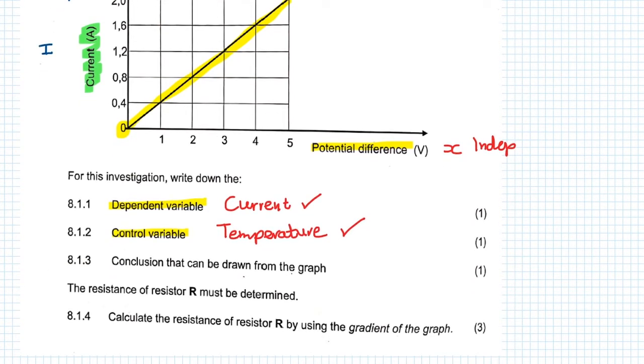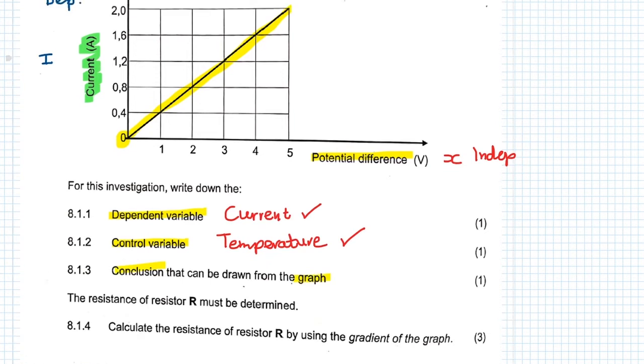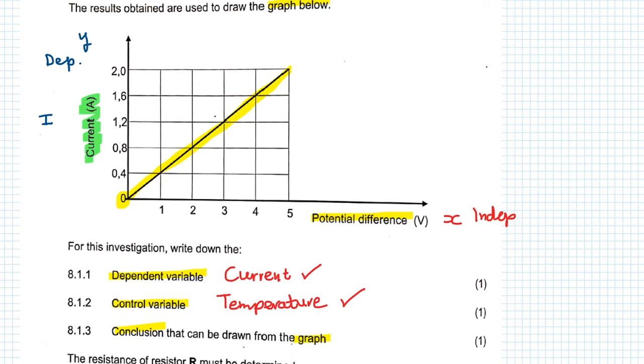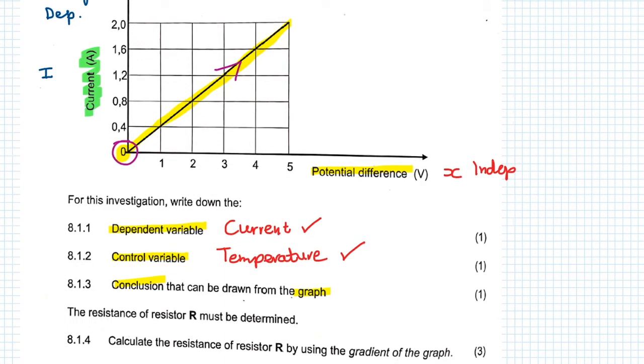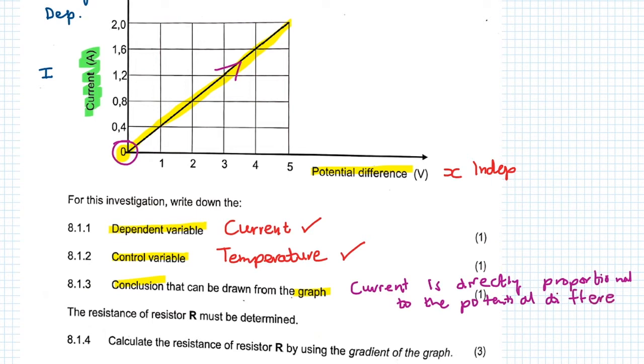Question 8.3 says, write down the conclusion that can be drawn from the graph. So again, we have a straight increasing line that passes through the origin. This tells us that we have a relationship of direct proportion, and we can say that the current is directly proportional to the potential difference. If you'd like to, you can say across resistor R, or you can leave it there.